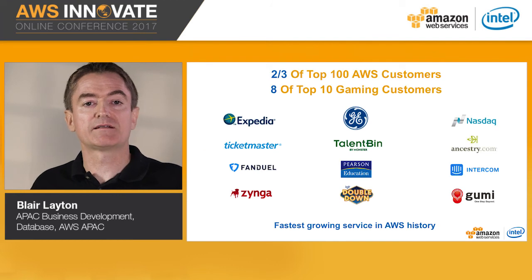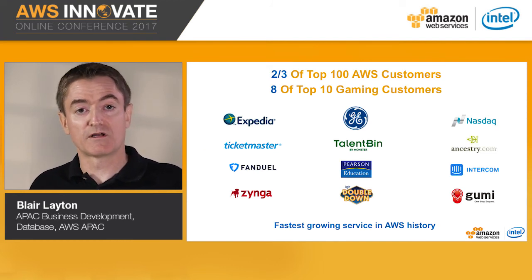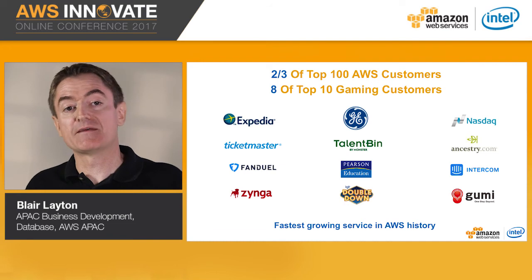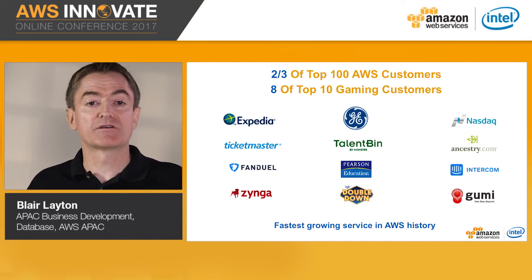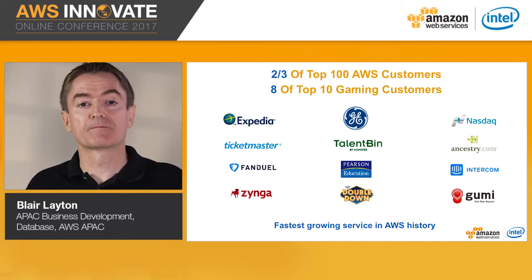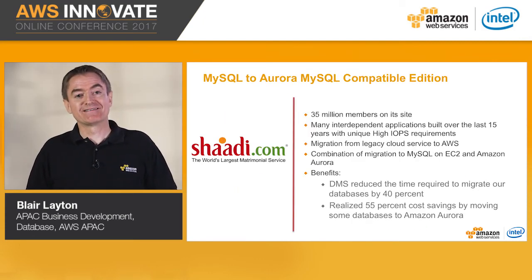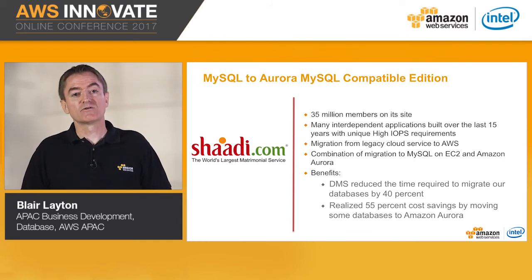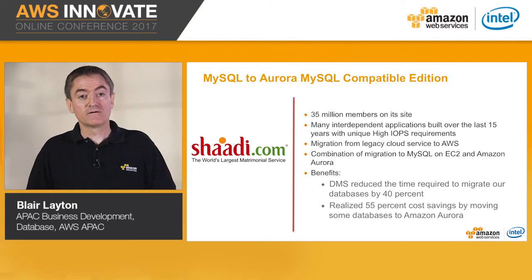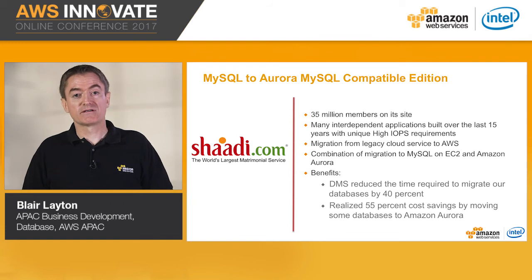2/3 of the top 100 AWS customers are using Amazon Aurora, as are 8 of the top 10 gaming customers. It's the fastest growing service in AWS history. Shaadi.com is the world's largest matrimonial service, based in India. They have 35 million members on its site and wanted to migrate a number of applications and a key MySQL database across to AWS. Shaadi.com found that DMS reduced the time to migrate the database by 40%. They also realized a 55% cost saving by migrating to Amazon Aurora.